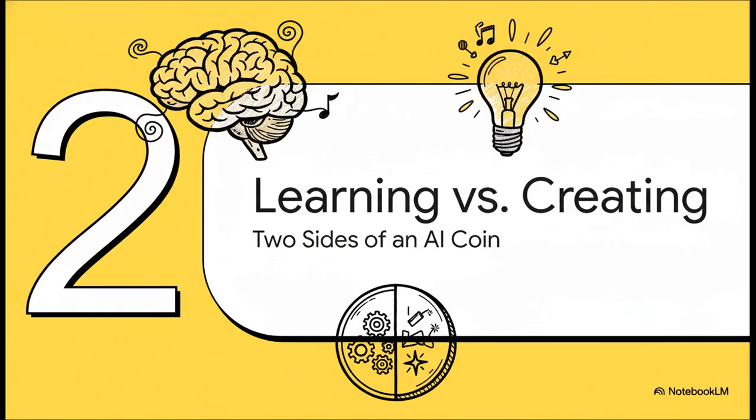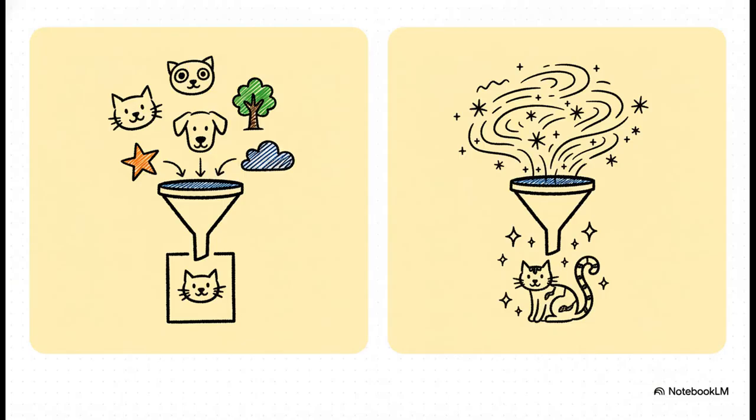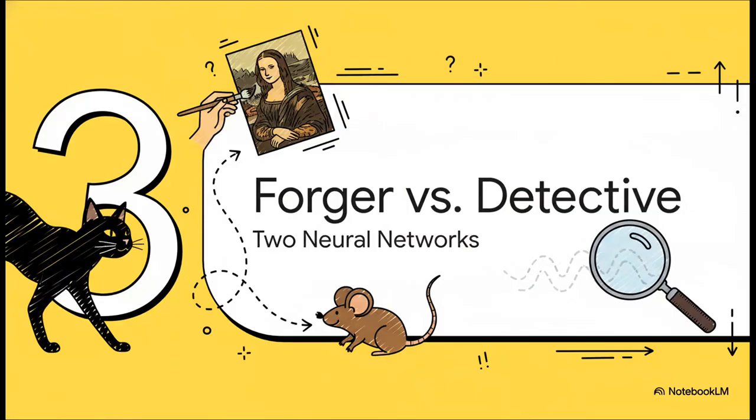And to really get what makes it so special, we need to look at the two sides of the AI coin: learning versus creating. So on one side, you have discriminative models. Their job is pretty straightforward. They classify things. You show it a picture, and it answers a simple question, like, does this contain a cat? But on the other side, you've got generative models. They're the artists. You don't ask it if there's a cat, you tell it, create an image of a cat. One's a judge, the other's a creator. Big difference.